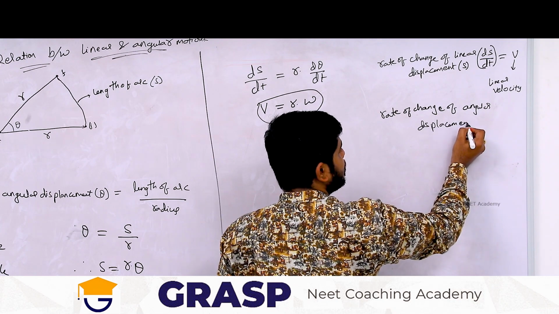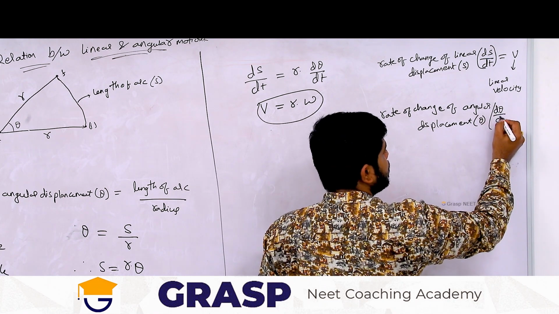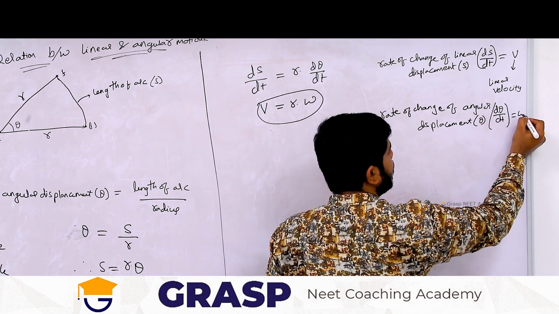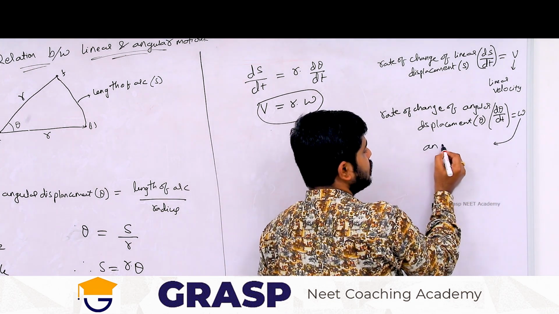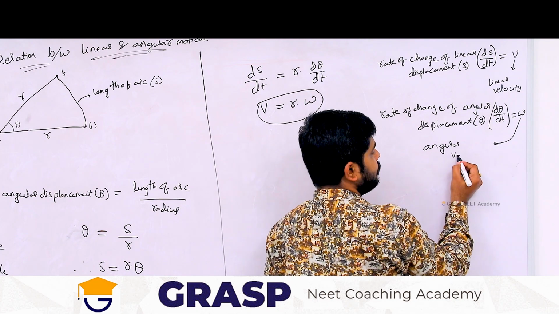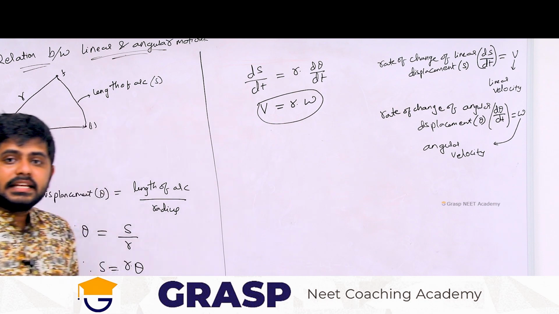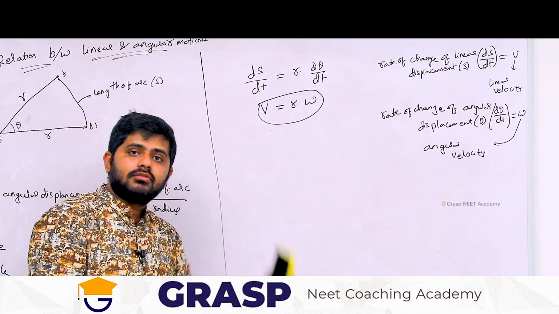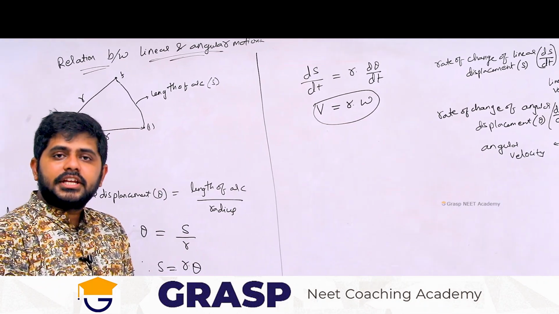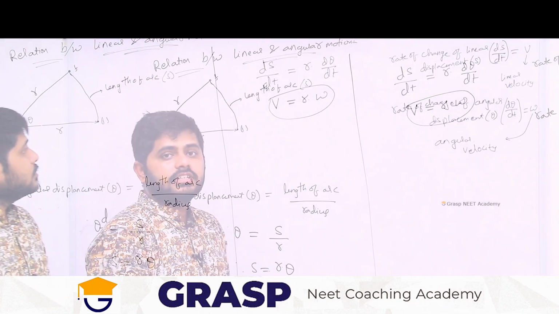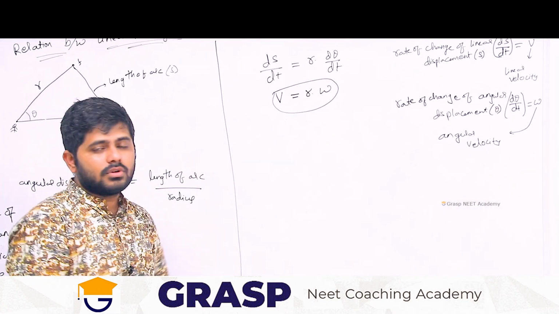Angular displacement is theta. Therefore d theta by dt is equal to omega, which is nothing but angular velocity. So this is the relation between linear velocity and angular velocity: v is equal to r omega.